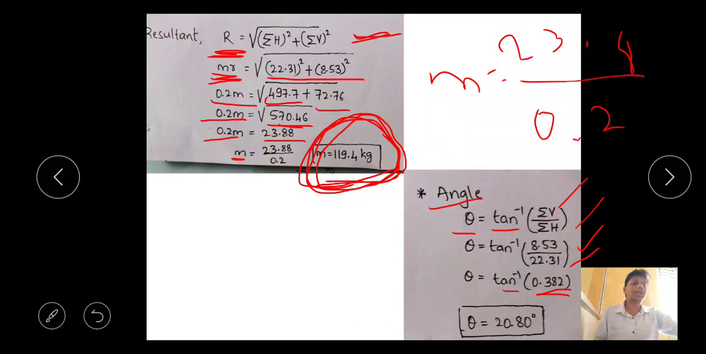Now how to take tan inverse? You can easily take tan by pressing tan and the value. But to take tan inverse, in your calculator you press shift, then press tan, and you get tan inverse. Of this value you will get 20 degrees.